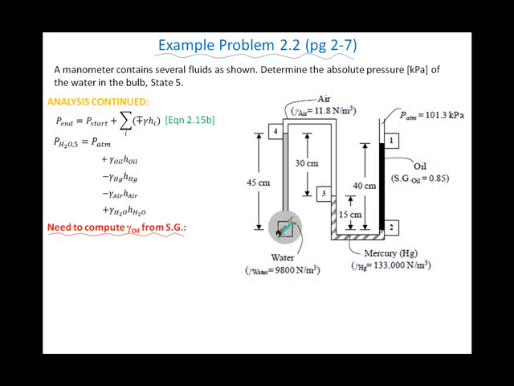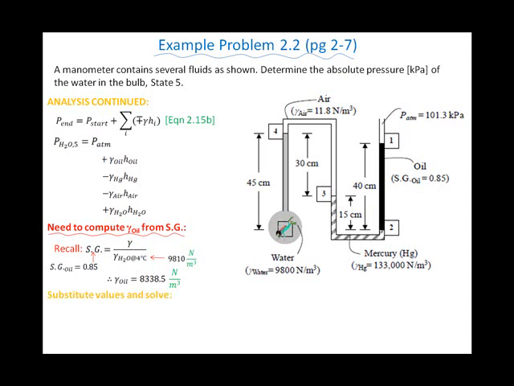Now let's compute the specific weight from the specific gravity for the oil before we put our numbers in and solve the problem. Recall that our specific gravity is equal to specific weight divided by the specific weight of water at 4 degrees Celsius. The specific weight of water at 4 degrees Celsius is a known quantity. It's 9,810 newtons per meter cubed. The specific gravity was provided in the problem as 0.85, and again, that's unitless because it's a ratio. So I can use that and solve for my specific weight of my oil. My specific weight of my oil, therefore, is 8,338.5 newtons per meter cubed.